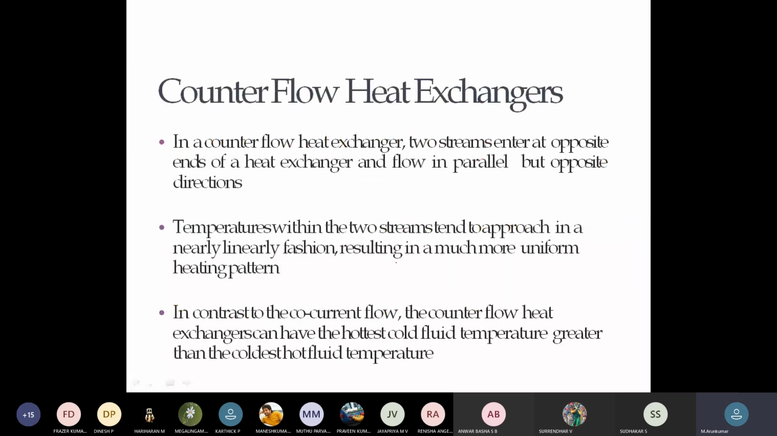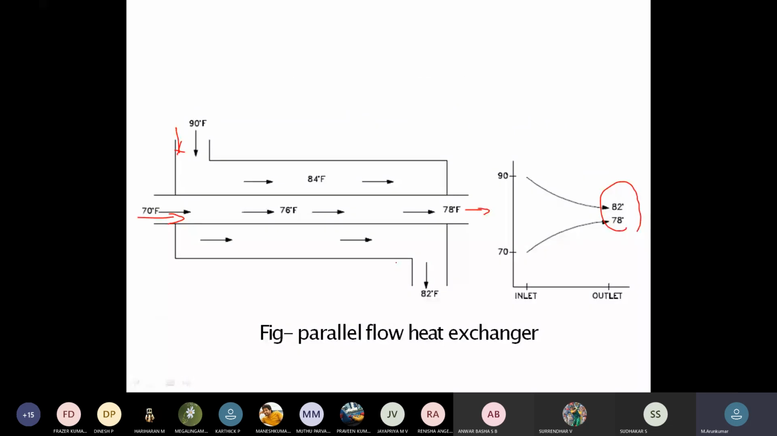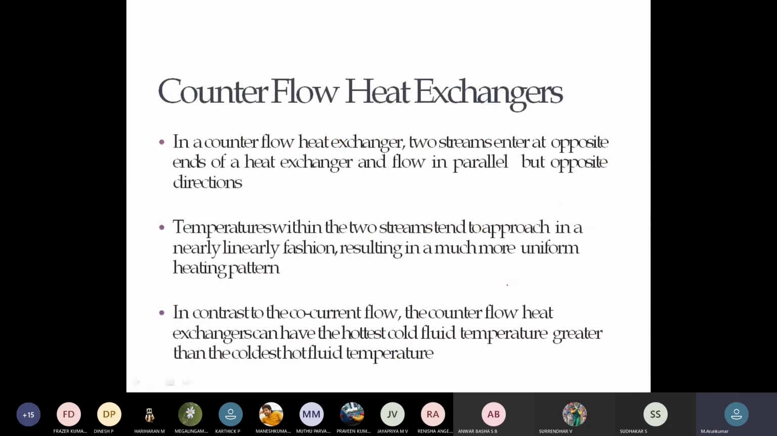Then the counterflow heat exchanger. So this is the parallel flow, and the opposite of the parallel flow is the counterflow heat exchanger. Just note that in parallel flow we pass both fluids from one side and take them out from the other side. The opposite is counterflow, that is, we pass one fluid in one side and the other fluid in the other side.